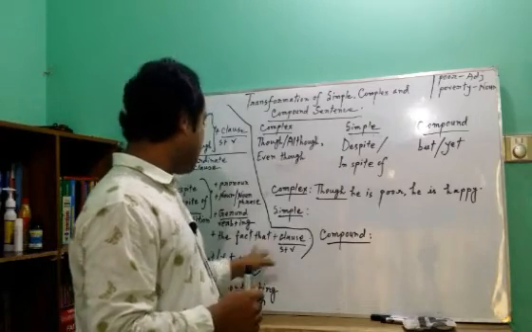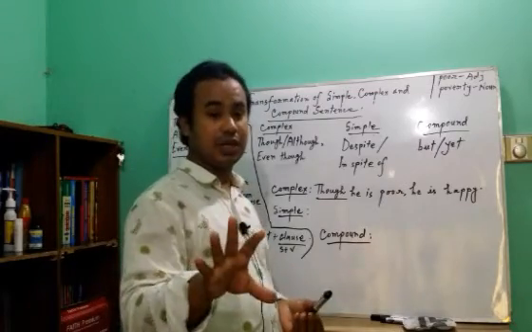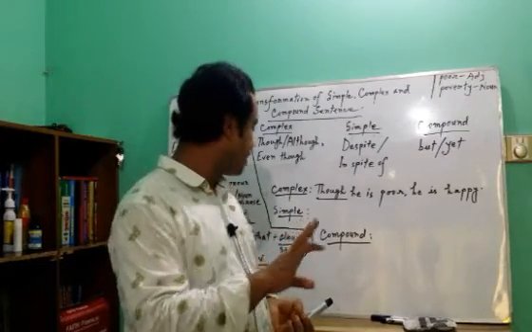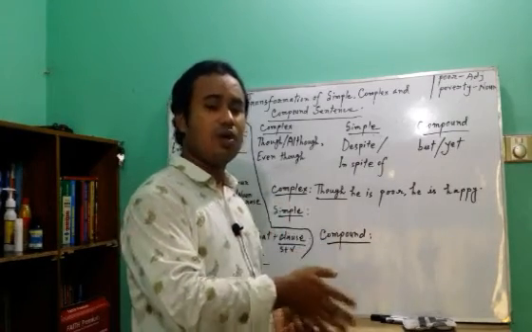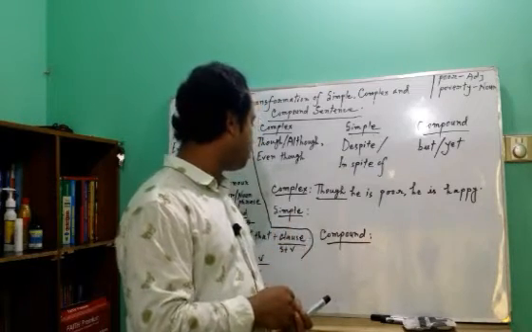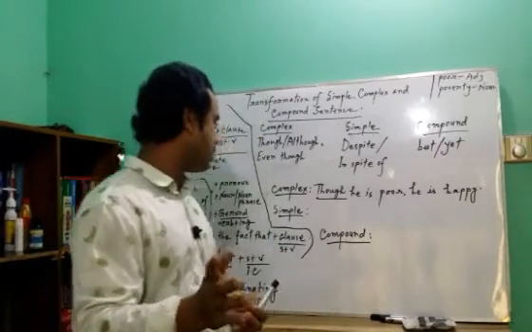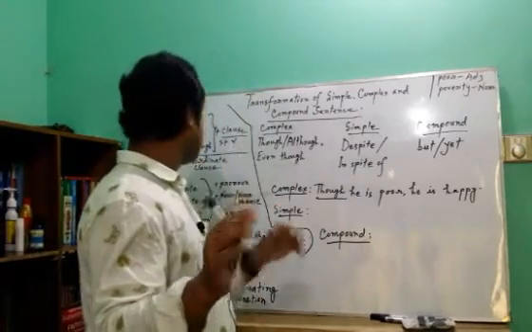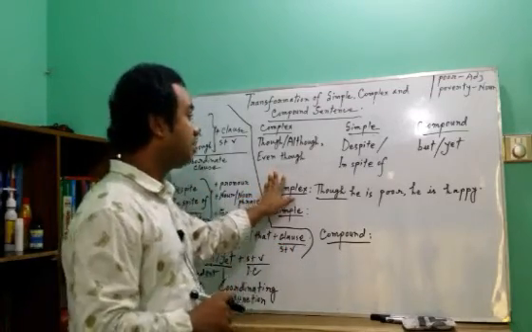And a simple sentence, let's see how you can identify a simple sentence. A simple sentence does not contain any subordinating conjunctions or coordinating conjunctions, any conjunctions. No conjunctions. Now in today's lesson, I'm going to show you three very important rules of transformation.